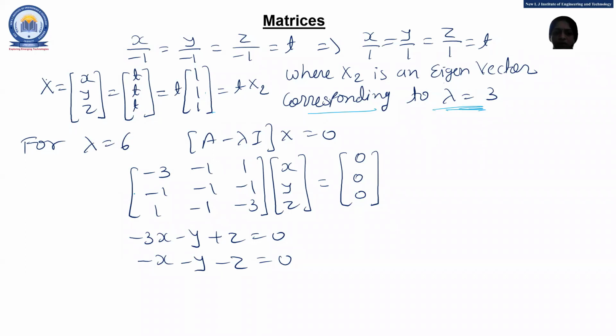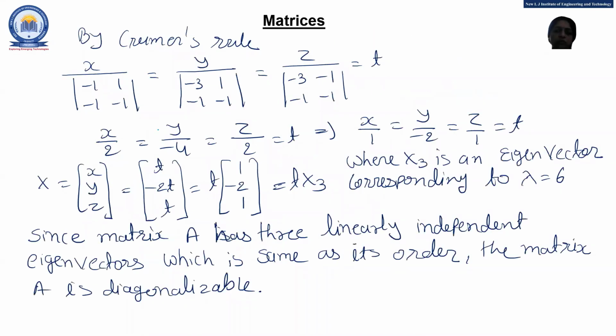And for the last eigenvalue, lambda equal to 6, by applying lambda equal to 6 in the characteristic equation, we again have 3 different equations. Taking the first equation from the first row and the second from the second row, that is minus 3x minus y plus z equal to 0 and minus x minus y minus z equal to 0. By applying Cramer's rule, the values of x, y, and z are t, minus 2t, and t. If I take t common, here 1, minus 2, 1. So this is my third eigenvector, corresponding to lambda equal to 6.